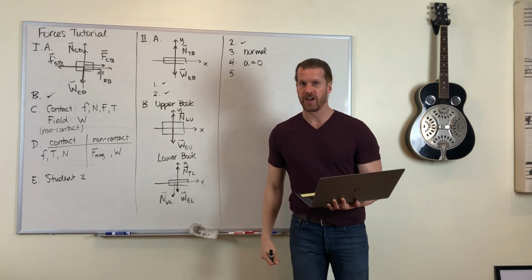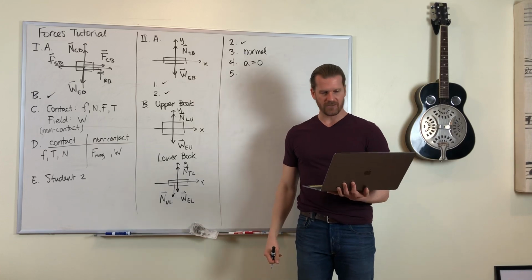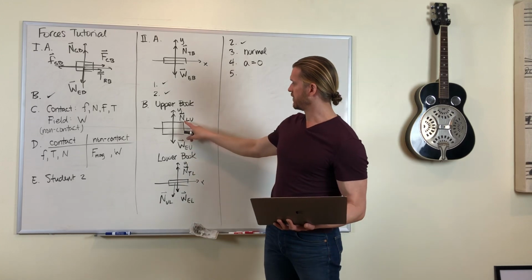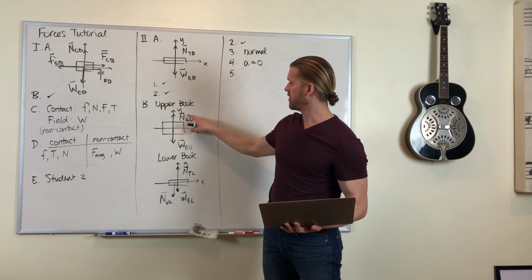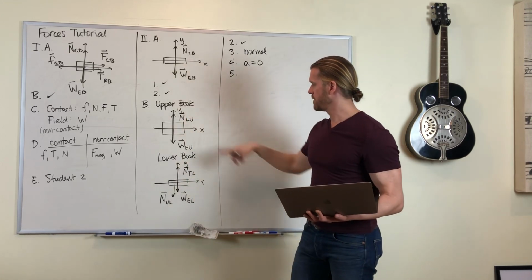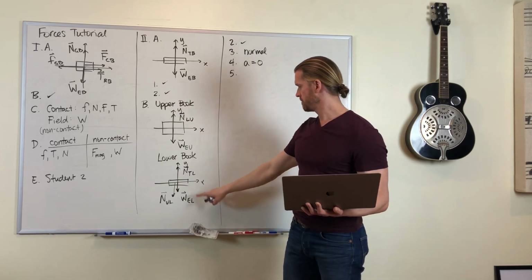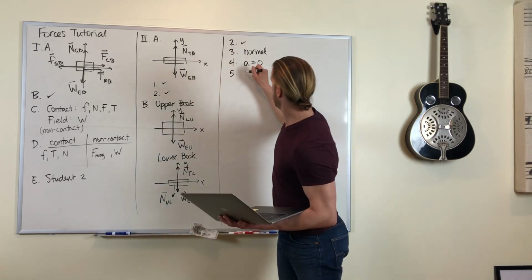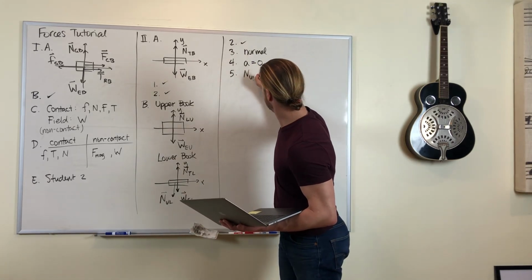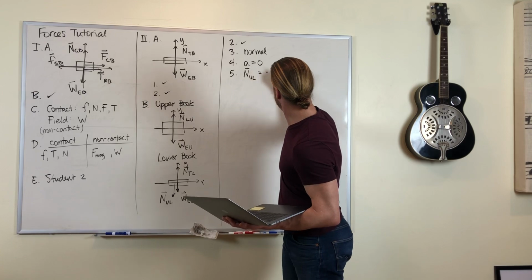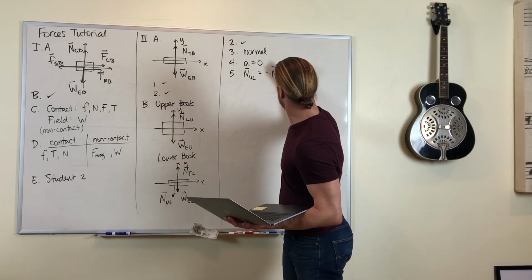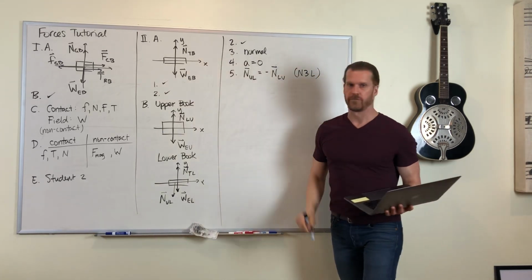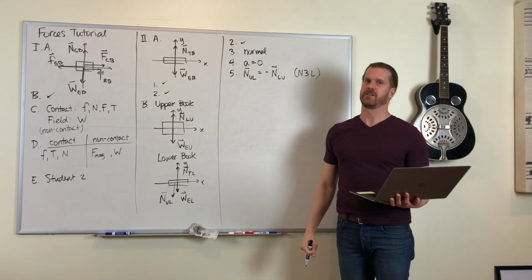Are there any forces acting on the lower book that have the same magnitude as a force acting on the upper book? Yes, it's because there's a Newton's third law force pair. The normal force of the lower book on the upper book with the normal force of the upper book on the lower book. So Newton's third law says that those two forces are equal in magnitude and opposite in direction.